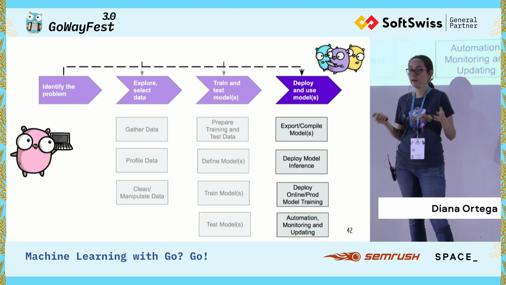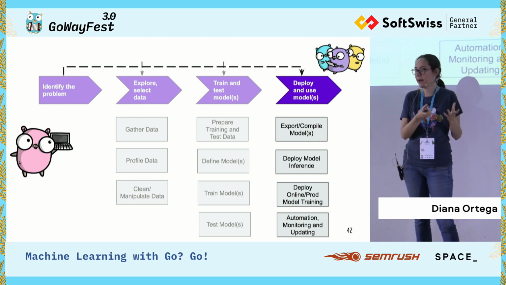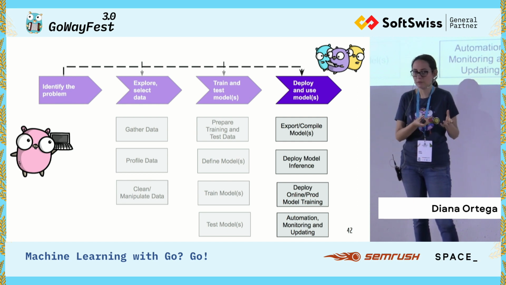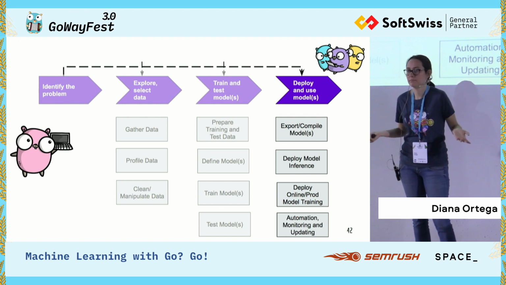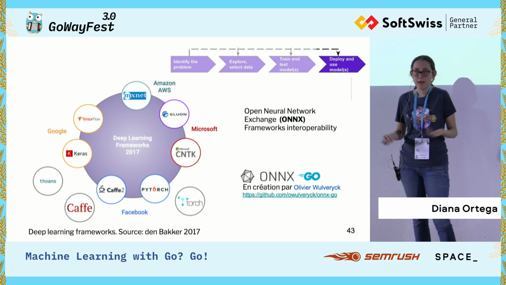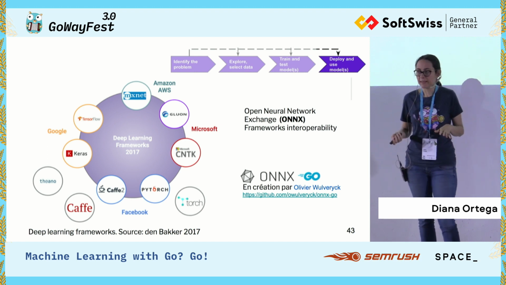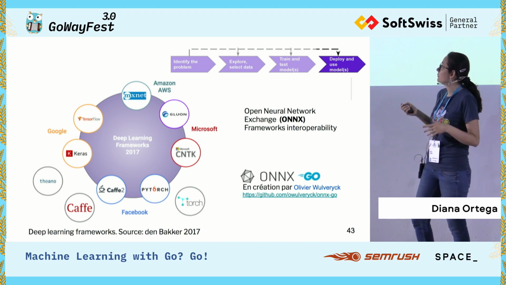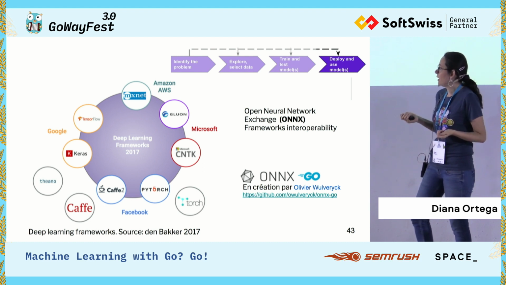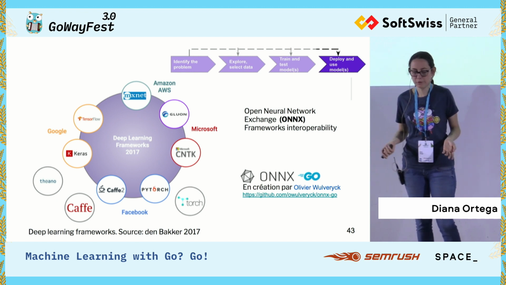Well, I don't have a model created in Go, but maybe I already have a model created in Python. Maybe I can use it to deploy and use it using Go. Let's try. Well, there are a lot of frameworks in the market for doing machine learning. This picture is from 2017. There have been some changes, but it's still valid today.